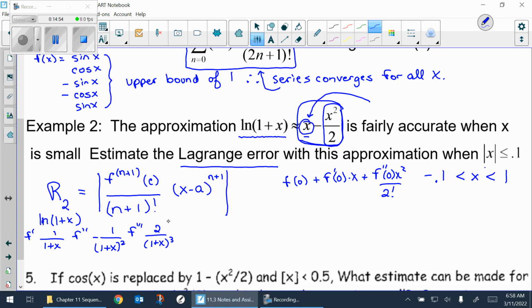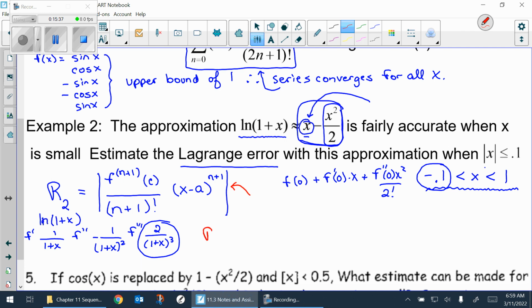So I want the maximum value of this third derivative using these values of x. Well, what value of x in this interval is going to maximize the value of this third derivative? If I want a fraction to have the biggest possible value, I need the denominator to be as small as possible. Therefore, I think I'm going to maximize the value of that derivative by using this. So I'm now going to write this.